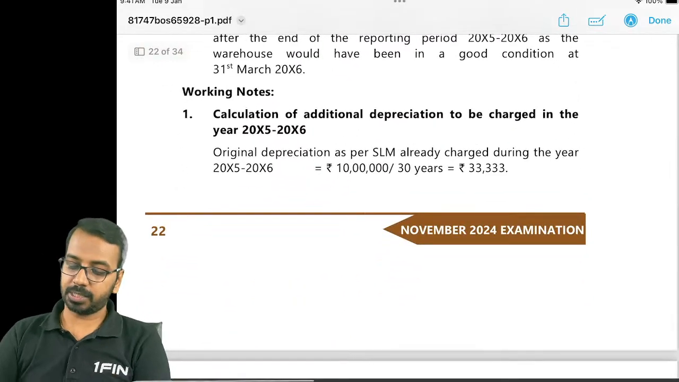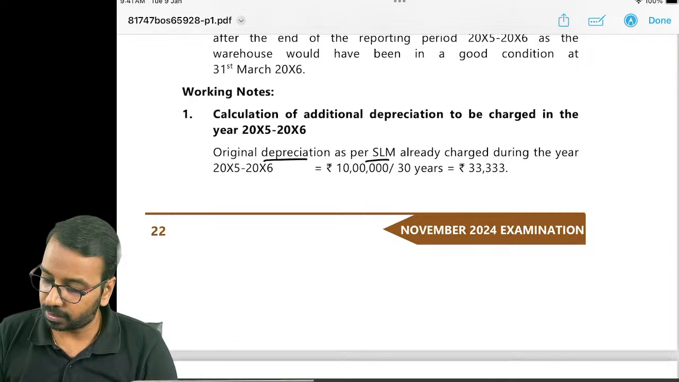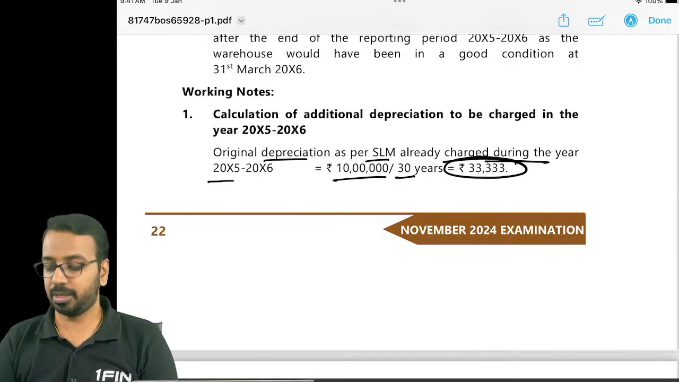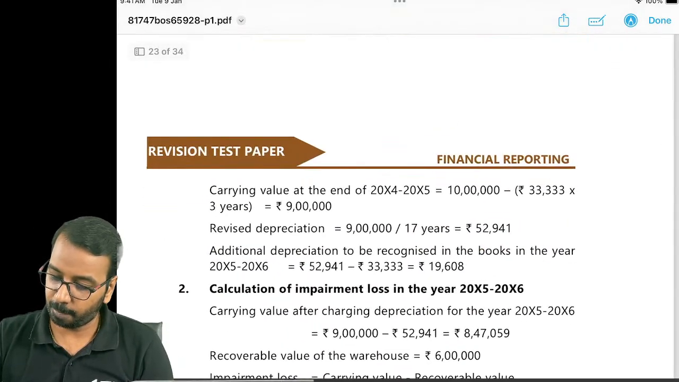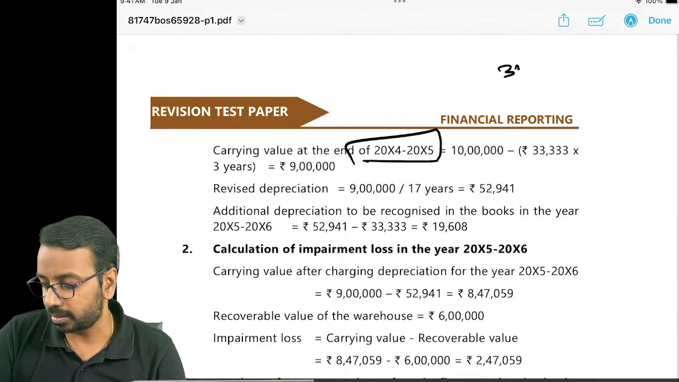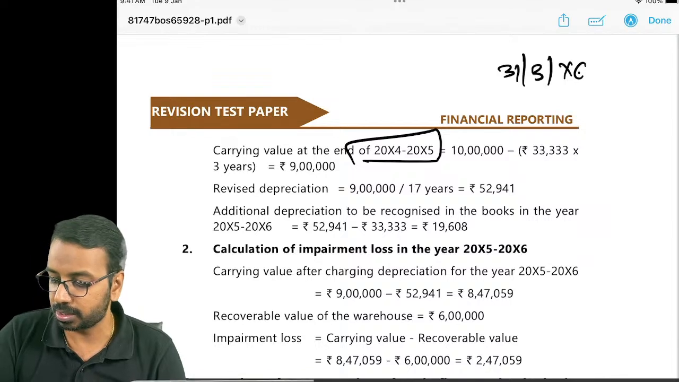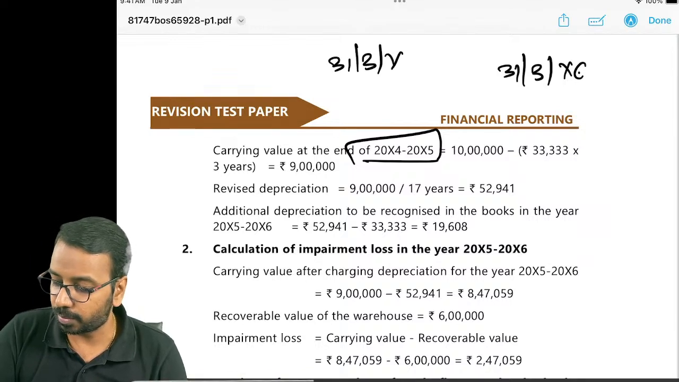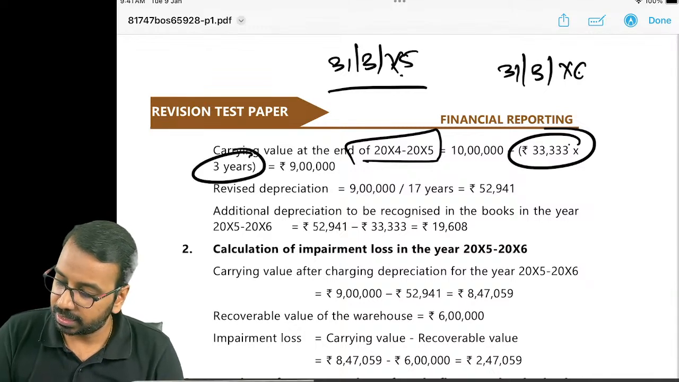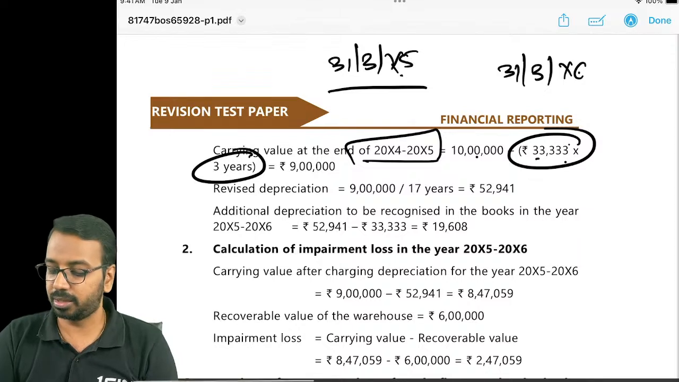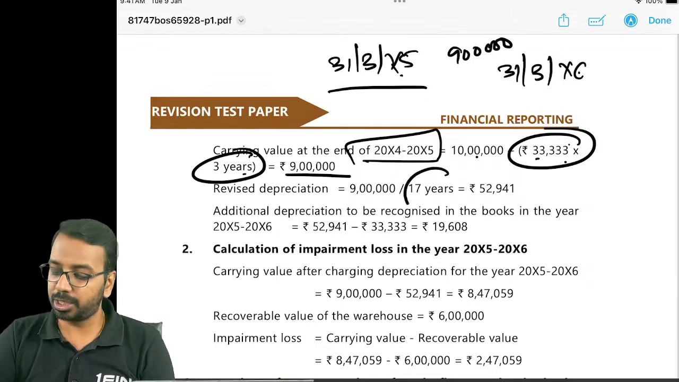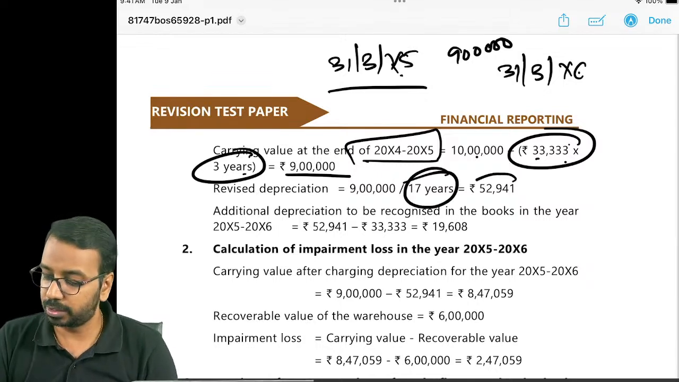First is original depreciation as per SLM during the year 5, 6: 10 lakhs divided by 30 years, 33,333. Then subsequently, you have to determine what is the carrying value. Basically, things changed on 31st March of year 6. What is the carrying value till 31st of March of year 5? That is 3 years depreciation. 10 lakhs minus 33,333 into 3, 9 lakhs. So this is the carrying amount. Now this 9 lakh has to be depreciated over 17 years, remaining useful life, which comes to 52,941.